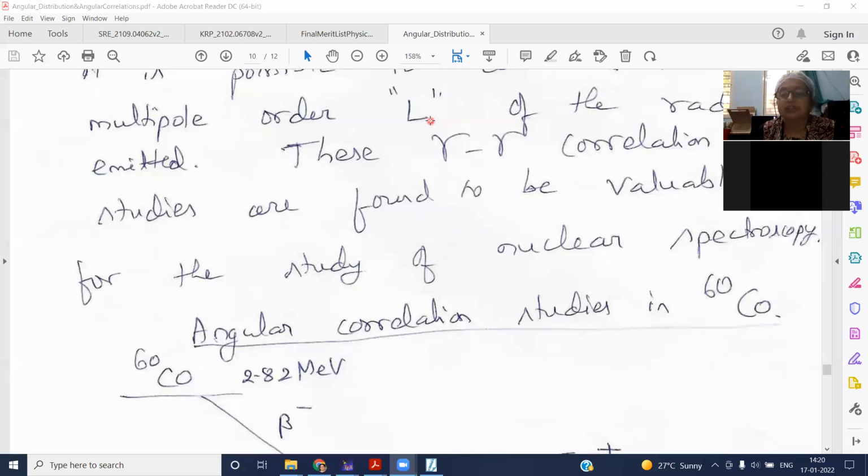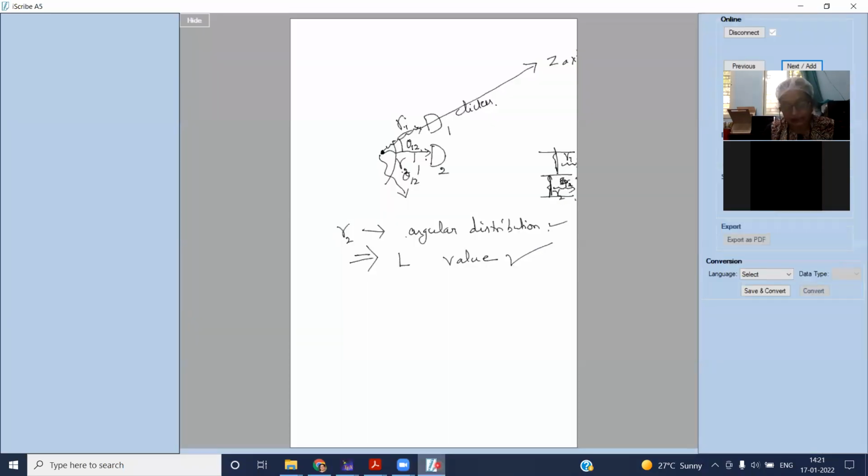That is, suppose I don't know what is the label associated with an energy level. I am telling you, if this energy level has a JA, pi A, another energy level has a JB, pi B, then the gamma ray carries an L value, and whether electric type or magnetic type. That's what I have told you.